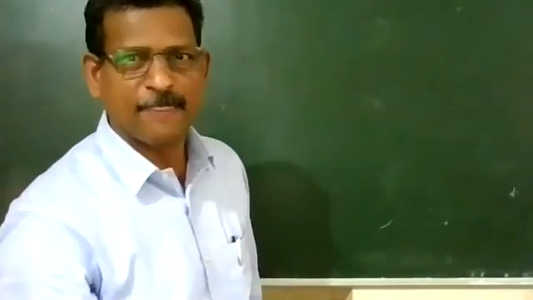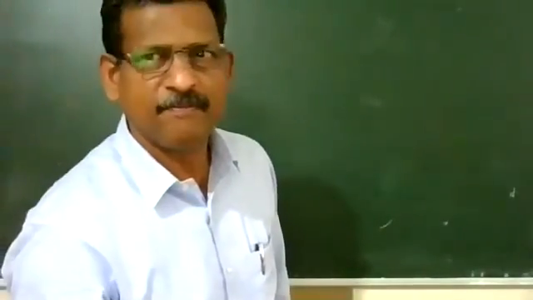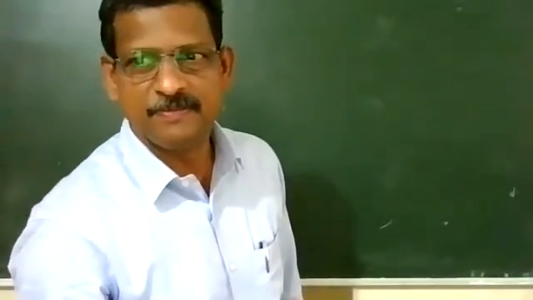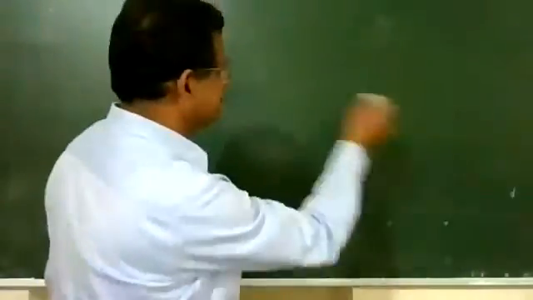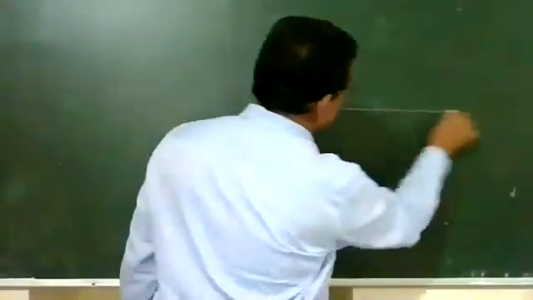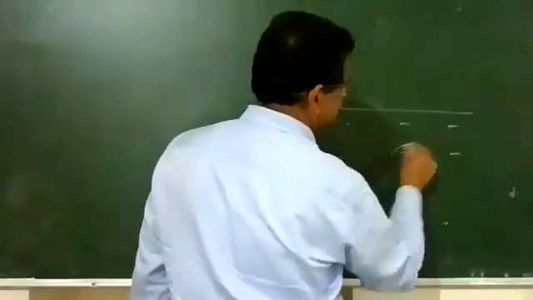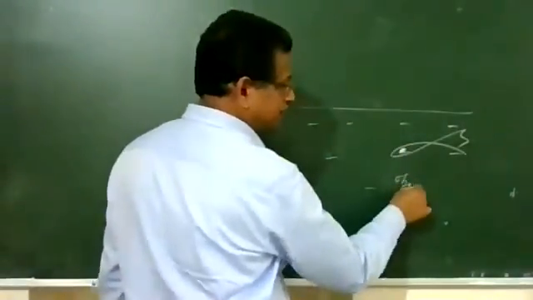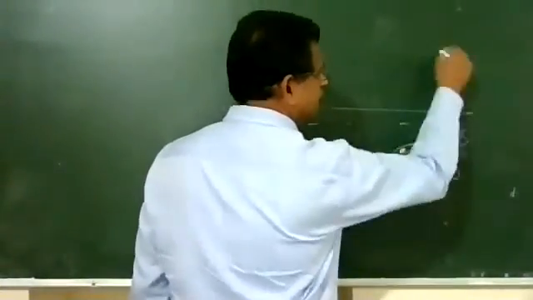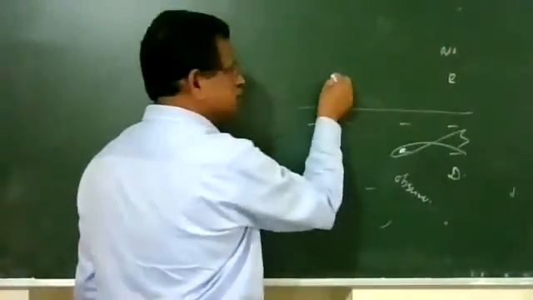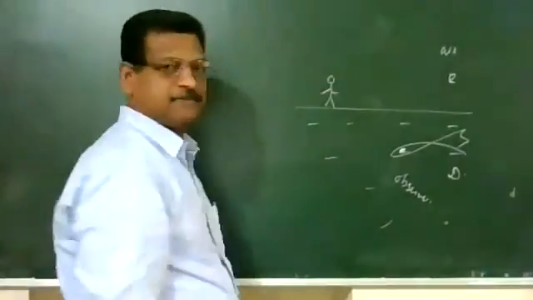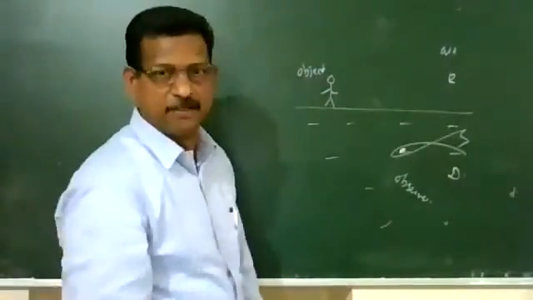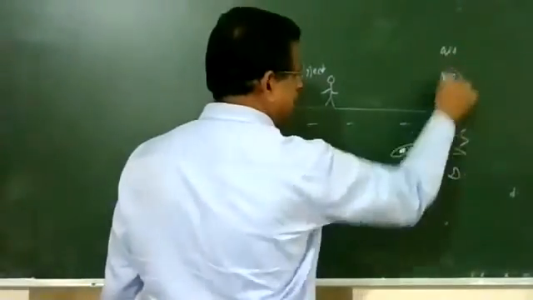Anyone completed? Praveen. Yes, sir. Just see the diagram. This is the boundary, this is water. The fish is here. The fish is the observer, in the denser medium. And this is air, the rarer medium. So your fisherman is here. The fisherman is your object. Rarer to denser.